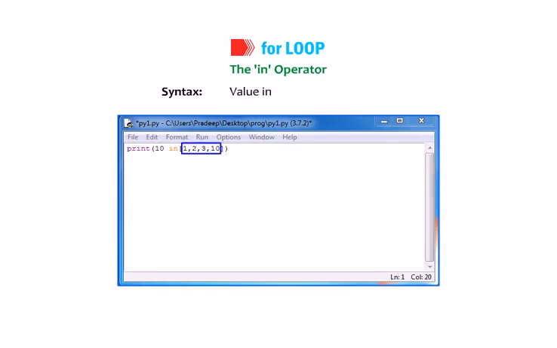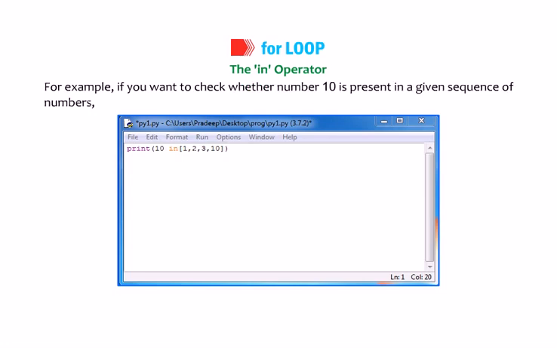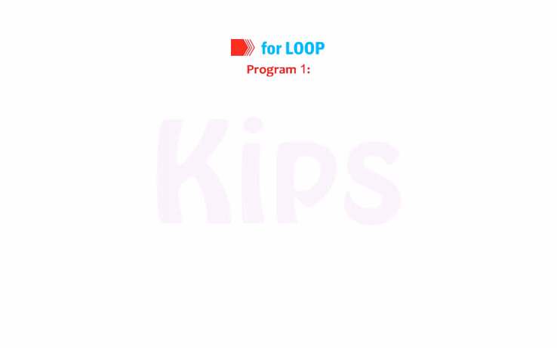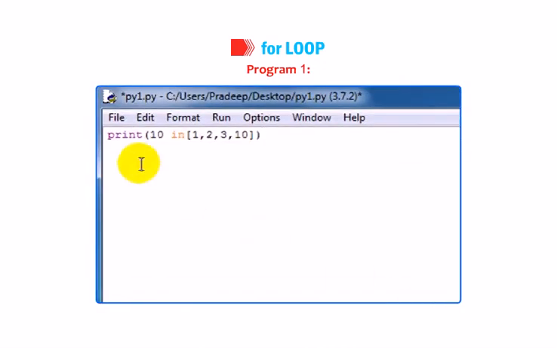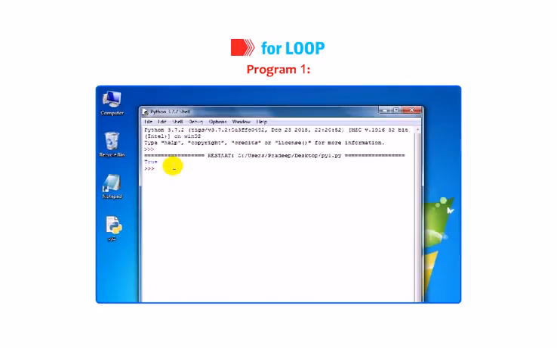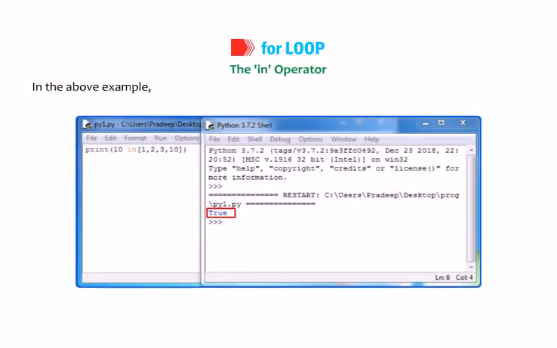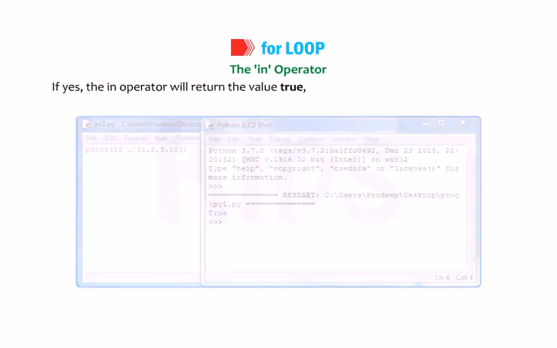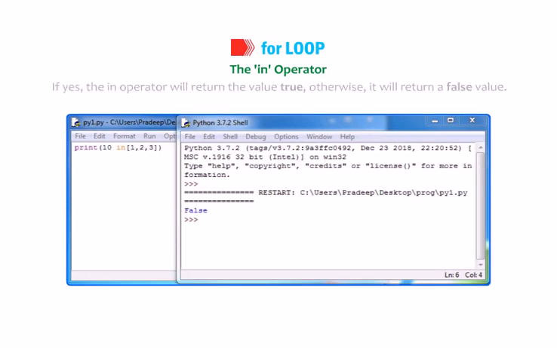Syntax: value in (sequence). For example, if you want to check whether number 10 is present in a given sequence of numbers 1, 2, 3, 10, execute the following code. Program 1. In the above example, the program checks whether number 10 exists in the given list or not. If yes, the in operator will return the value true, otherwise it will return a false value.